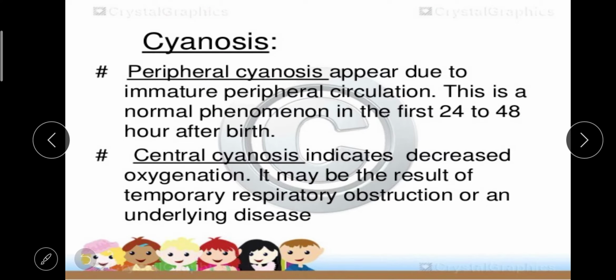Next we will go for cyanosis, like peripheral cyanosis and central cyanosis. As you know, that is bluish discoloration of the skin. Peripheral cyanosis appears due to immature peripheral circulation, and this is a normal phenomenon in the first 24 to 48 hours after birth. Central cyanosis indicates decreased oxygenation, and it may be the result of temporary respiratory obstruction or an underlying disease.